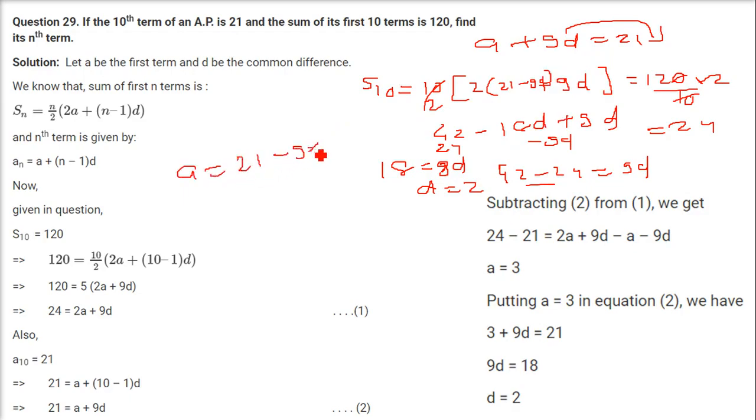21 minus 9 into d. 21 minus 9 into 2. 21 minus 18, which is going to be 3. So a is 3, and this one is d. d and a are known.